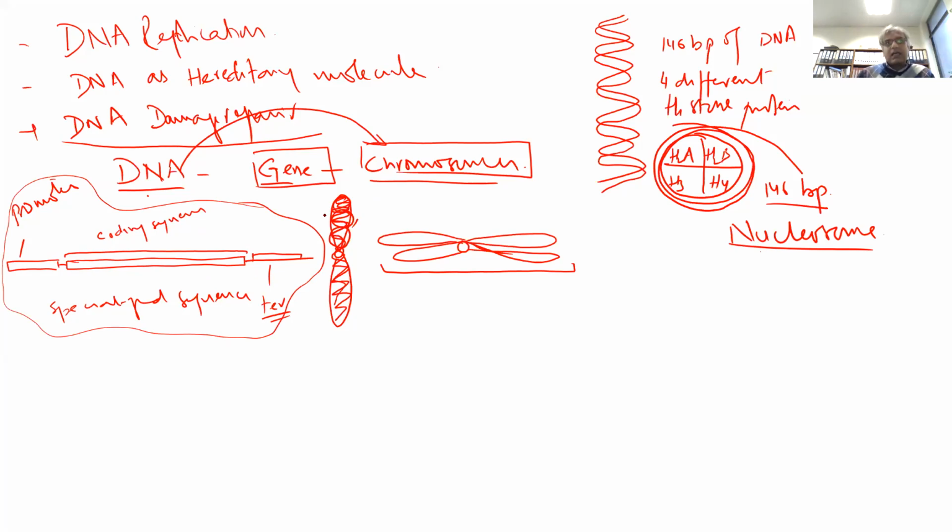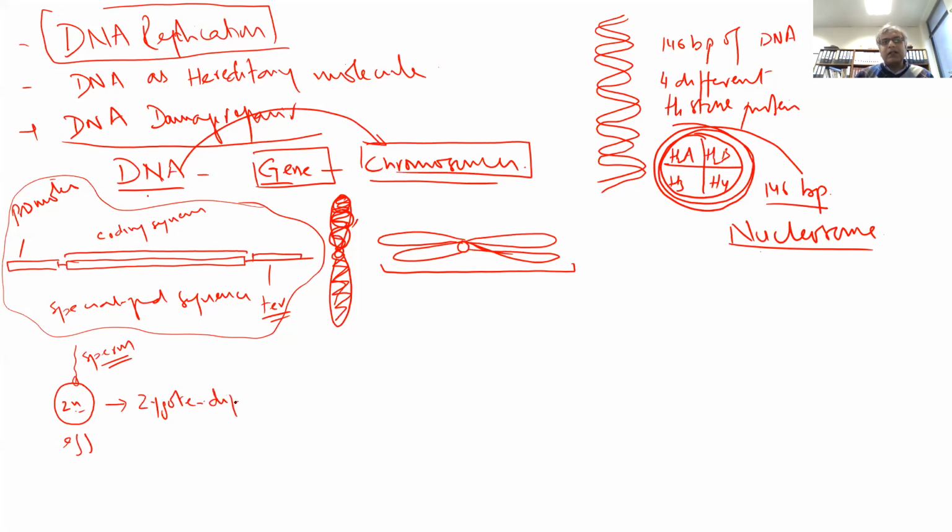Now, we have to focus on the concept which was DNA replication. Why is DNA replication required? We all start our life from a single cell. This single cell is formed after fusion of sperm and egg cell. And that is the day one of your life when we call this cell 2N, the diploid cell, because it contains.